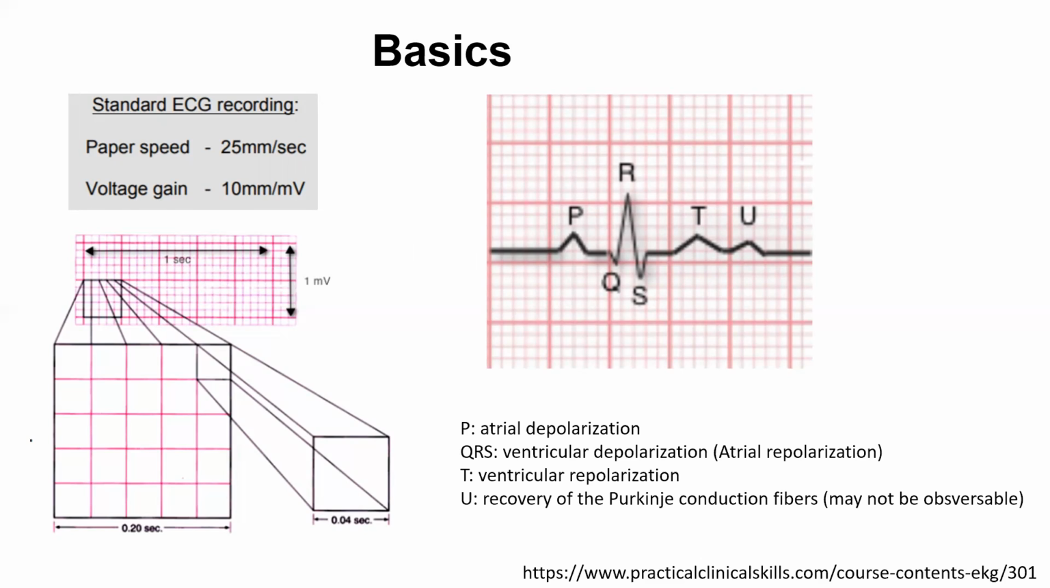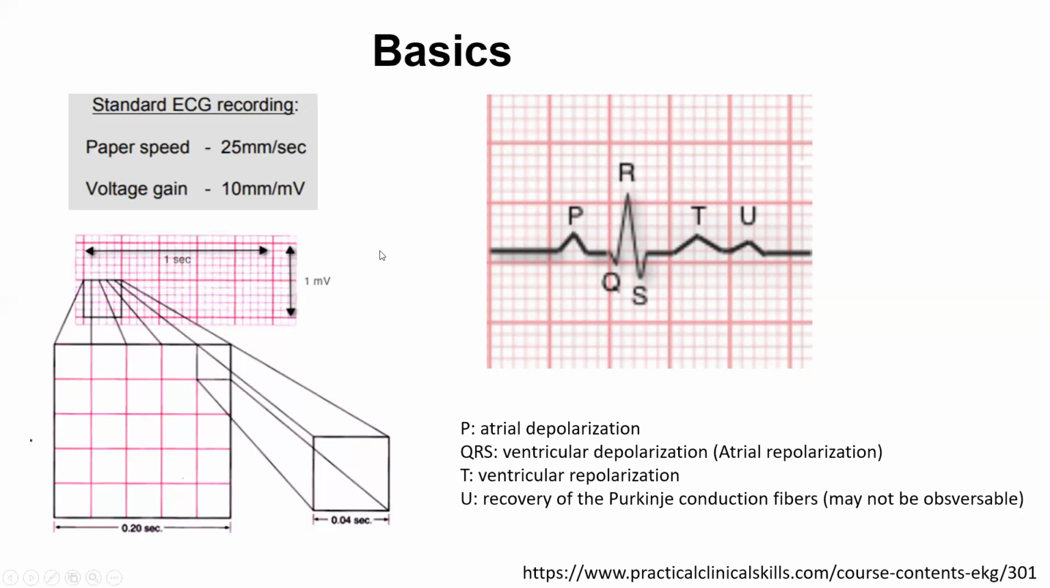You can see there are 4 waves here. The P wave stands for the atrial depolarization, the QRS is the ventricular depolarization, and the T wave stands for the ventricular repolarization. Here we miss the atrial repolarization, which is hiding in the QRS complex, so we cannot see the atrial repolarization in the EKG. And also we have a U wave, which stands for the recovery of the Purkinje conduction fibers, and it may not be observable in normal conditions.